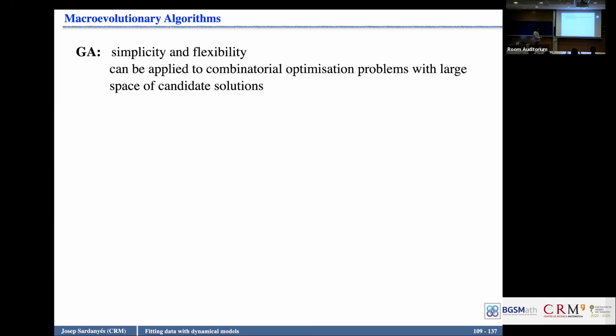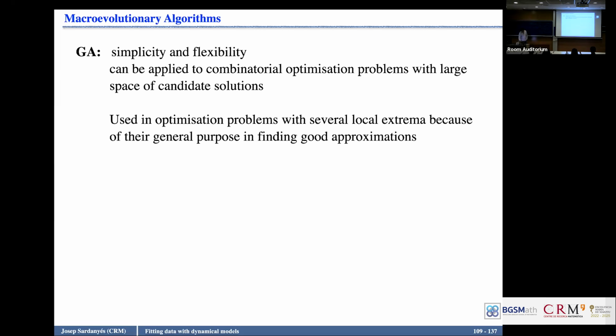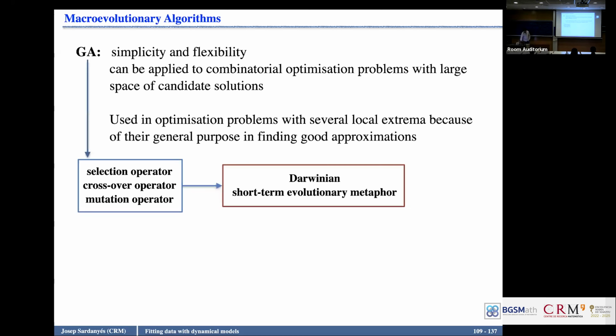So genetic algorithms are characterized by simplicity and flexibility, and they can be applied to combinatorial optimization problems with a large space of candidate solutions. When we have a landscape that is very irregular, we have a lot of local minima. And these are the operators.